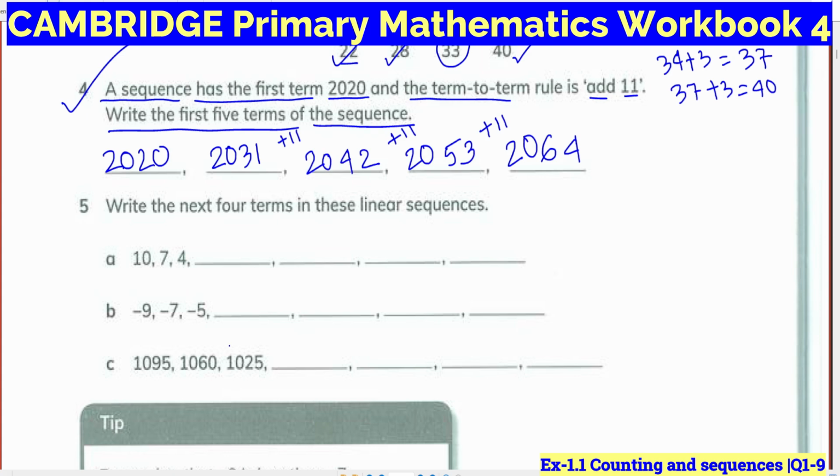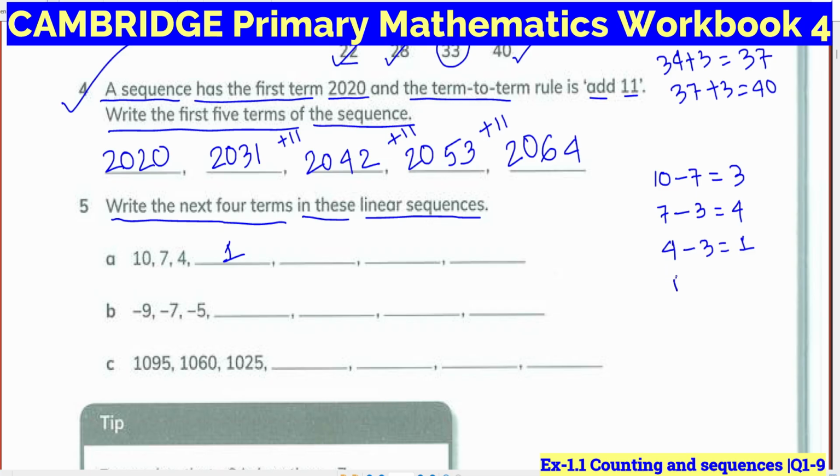Question 5. Write the next 4 terms in this linear sequence. Here is 10, 7, and 4. So look, 10 and 7. What does it mean? It means 10 minus 7, here is 3. It means it's a decrease, right? The same, 7 minus 3, it's 4. So what next? 4 minus 3, it will be what? What do you think? 1, right? So here is 1.